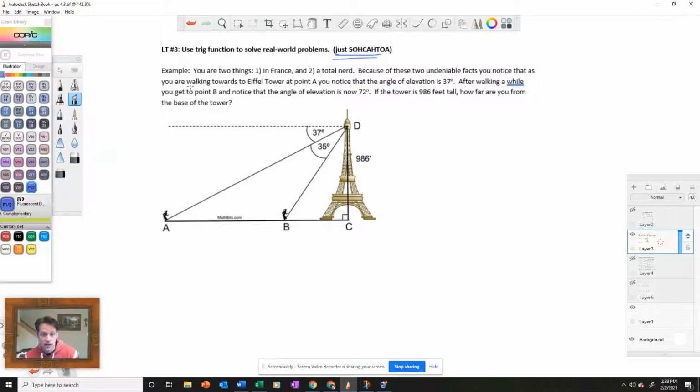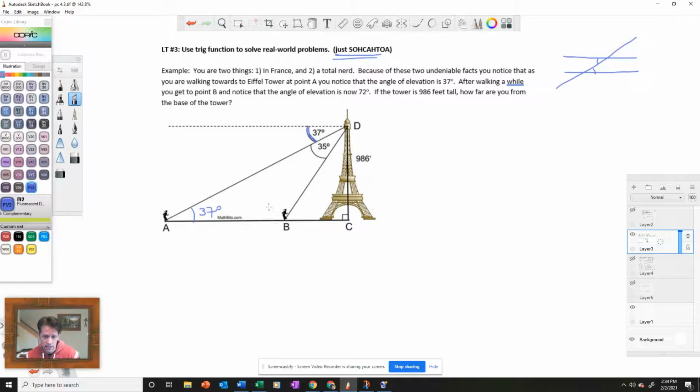What's the question? When you're at point A, you notice that the angle of elevation is 37 degrees. This here is actually your angle of elevation, and that is 37 degrees. This one up here is technically called the angle of depression. But obviously, if the angle of depression is 37, the angle of elevation will be 37. Let me show you how that works out. You guys remember the two parallel lines cut by a transversal? You know that this angle here and this angle here are called alternate interior angles, and they have to match. That's what we're looking at here.